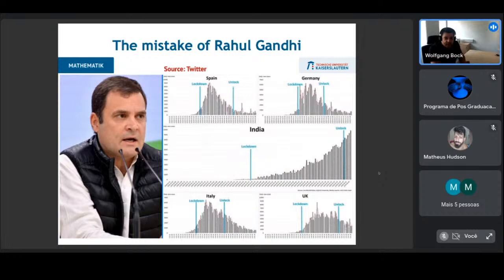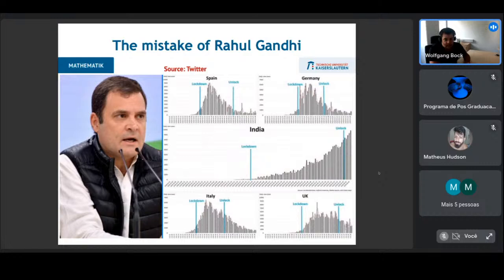But you cannot expect that the lockdown can immediately finish the Indian spread at the same time as Germany, because there are just many, many more people, and you have completely different structures of the society. So it is very, very important to have these things in sight.